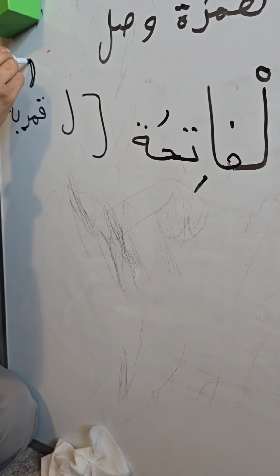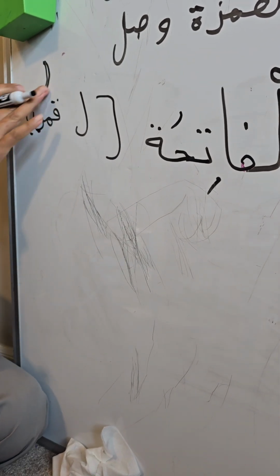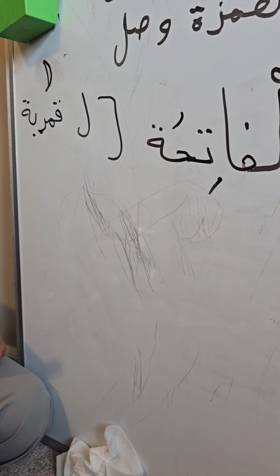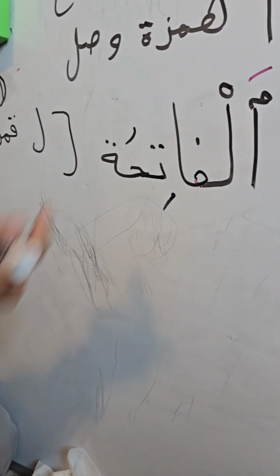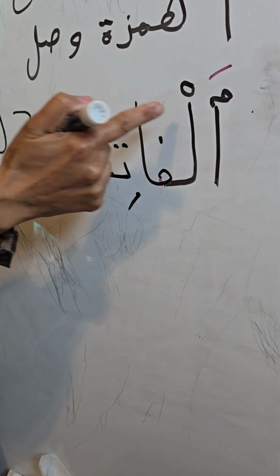Do you know what Qamariya means? Qamariya means, what's that? I'm bad at art. Doesn't look like it, right? I'm sorry, I'm so bad. What is this? Moon. Yes, that's the moon. This lam is called Laam Qamariya. That means the Laam Qamariya, we pronounce it.